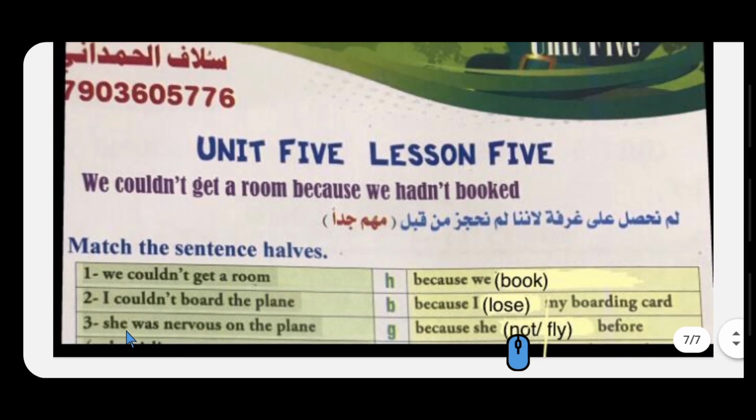Third example. We have she was nervous on the plane. Why was she nervous on the plane? Because she not fly before. Here we have a negative sentence. Then we have the conjunction because. After because we put past perfect. She had not or she hadn't. Fly irregular verb. يصبح flown before. The sentence: she was nervous on the plane because she hadn't flown before.